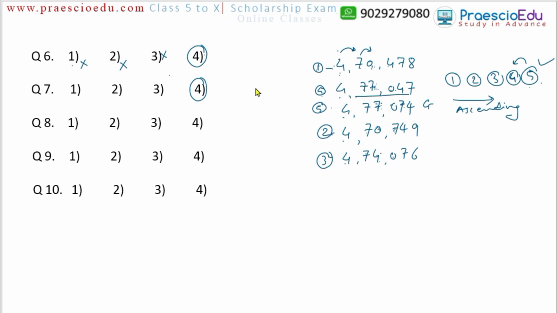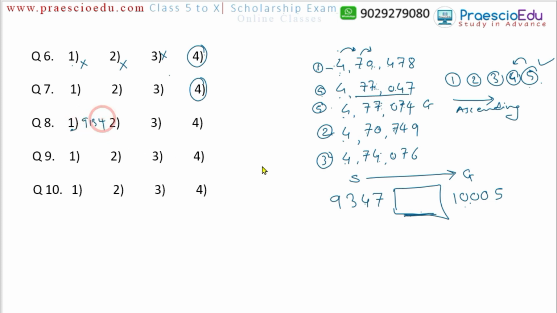Now question number 8, find the number in the square. So the numbers are 9, 3, 4, 1, and there is one box here. After the box, 1, 0, 0, 0, 5, means 10,000, are arranged in ascending order. Ascending means this is the order. So here the smaller and here the greater. So here the number must be greater than this one and smaller than this one. So first of all, we will check for option number 1. So in option number 1, 9, 1, 3, 4. So 9, 1 is there. So at the 100 place, here the 3 and here the 1. So it should not be.